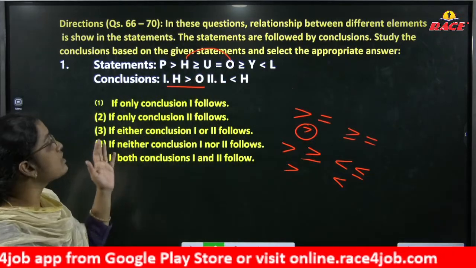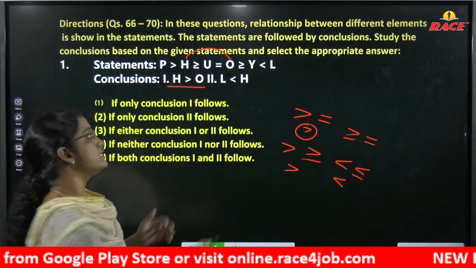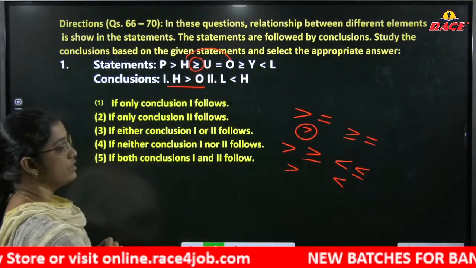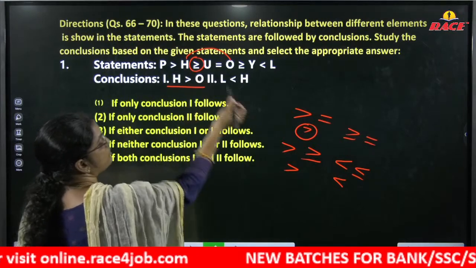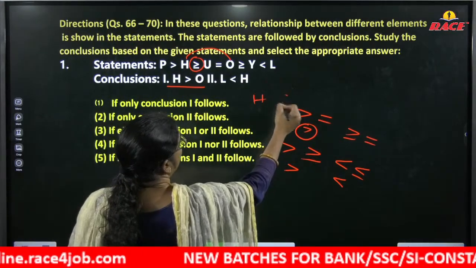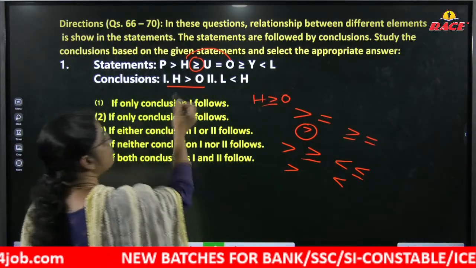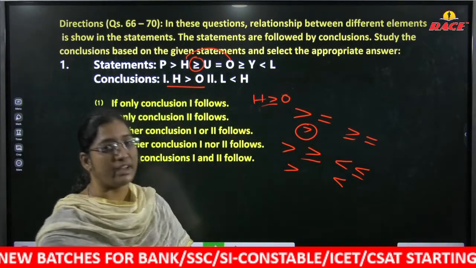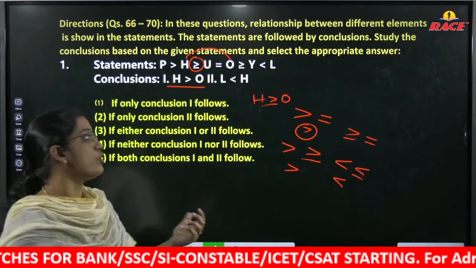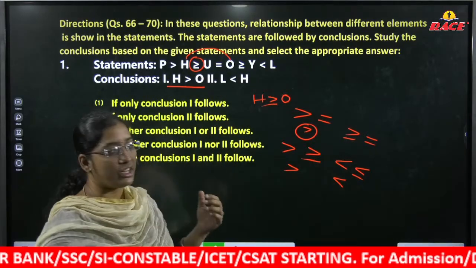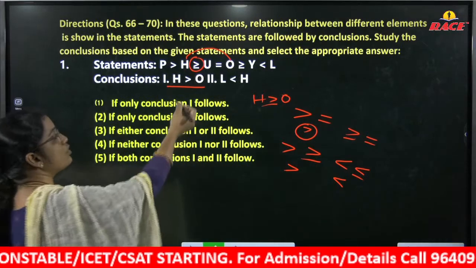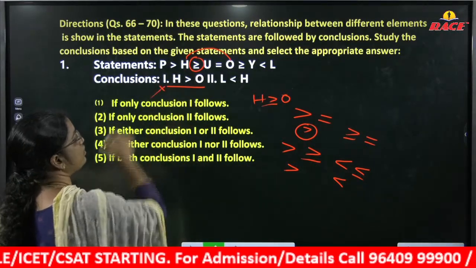If you compare any symbol with the equal symbol, we simply take the other symbol, so our answer is greater than or equal. So the relation between H and O is greater than or equal, but they are giving only greater than. Here we have equal chances for greater than and equal, so giving only greater than is definitely wrong.